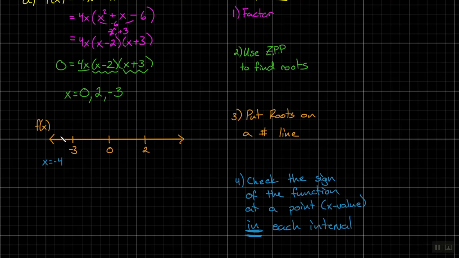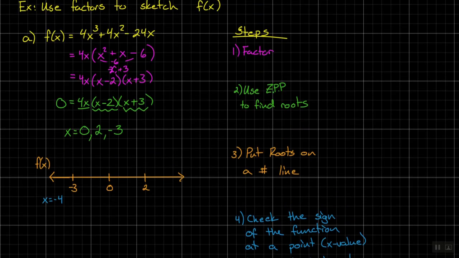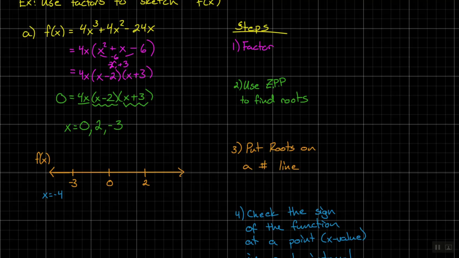All right, this next part, we're going to show varying amounts of work. Step 4 says check the sign of the function at a point or x value in each interval. This first interval, I've chosen -4. Does everybody agree that that works? Okay, we need to check my function. And here is, I don't have a nice way to write this, but I need ears open, and I'll repeat this over and over.